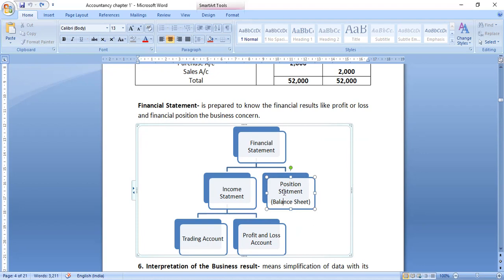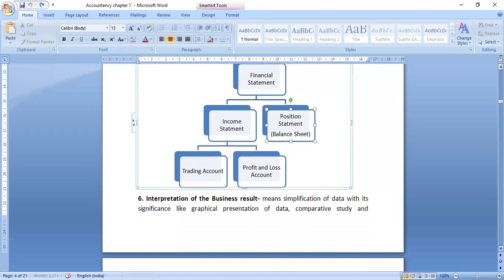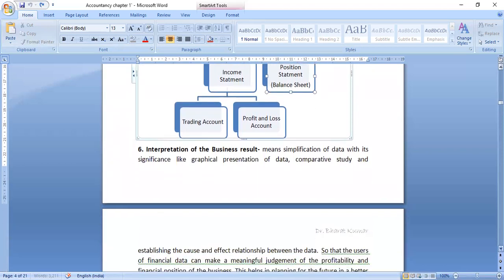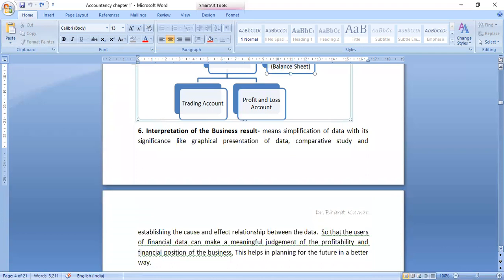And after this, we have to interpret the business results. Interpretation means you have to compare your performance with the last year, whether you have performed well in comparison to the last year, or whether you have performed well in comparison to other companies or other businesses.